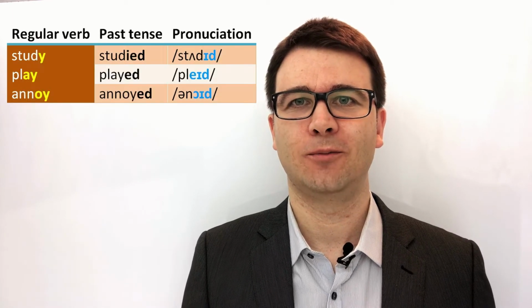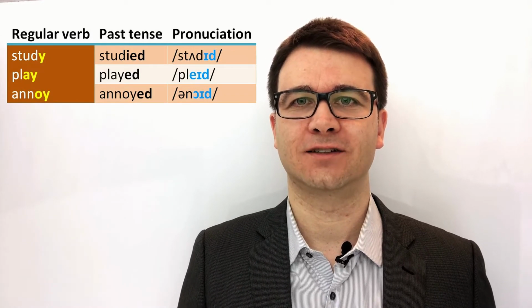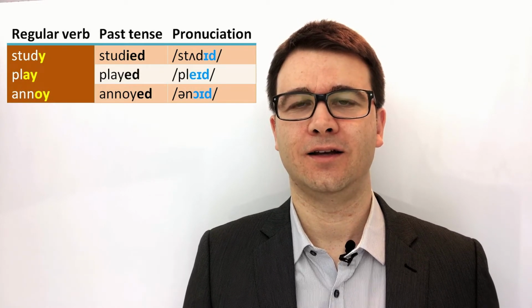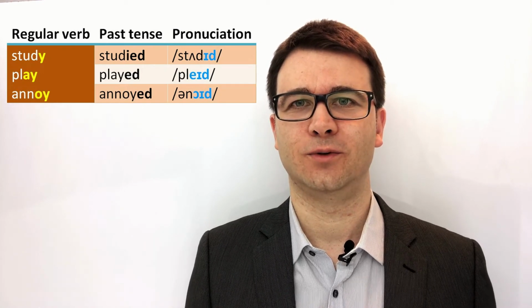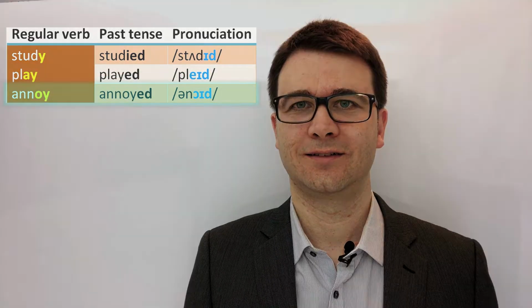But wait, what if the verb ends with a vowel sound? For example, study, or play, or annoy. Well, vowel sounds are all voiced, so they follow the third type. And the ed on those verbs is pronounced d. So you would say studied, played, annoyed. These pronunciation rules aren't very difficult to understand, but you might need to practice them for a while before you can say a past tense verb without thinking.